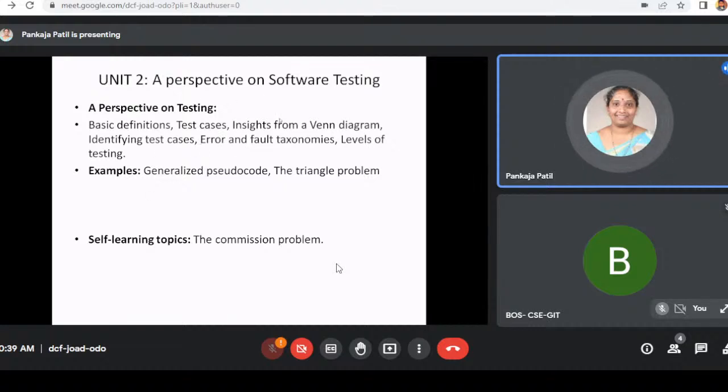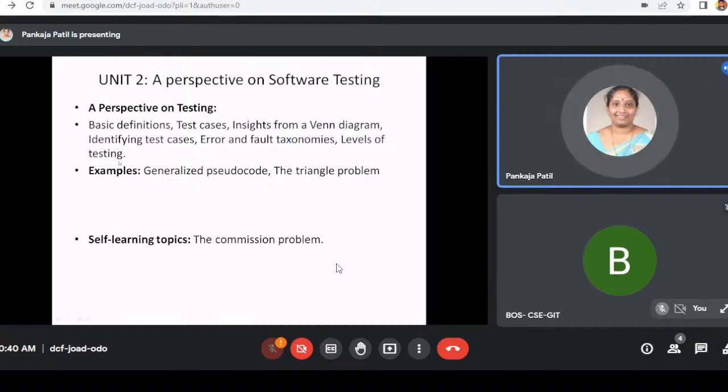Then what are the different errors you are going to encounter while testing the software? That you're going to study here as part of the error and fault taxonomy. There are syntactical errors, semantical errors, and logical errors. If you find such types of errors, how do you handle them, and how do you write a test case table to test that particular software against each of the errors generated? That you're going to study here.